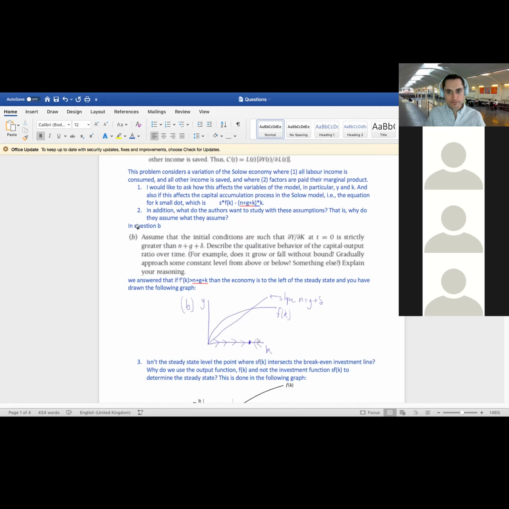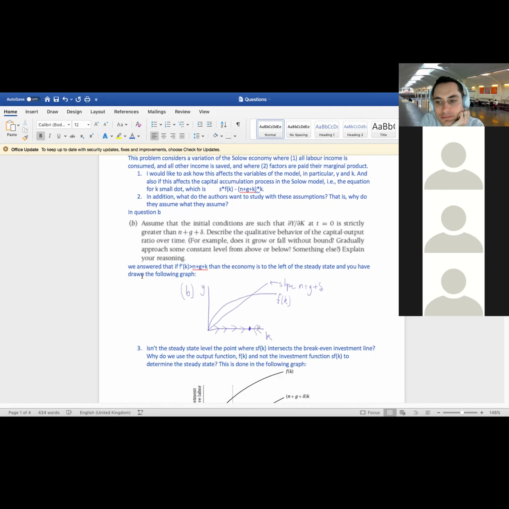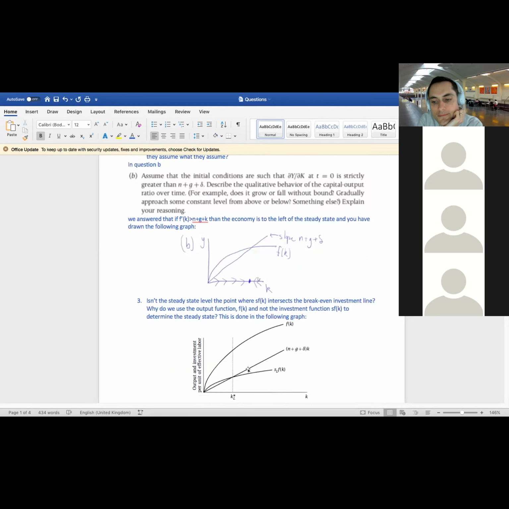Then to question B, you drew this graph, right? But usually we also have the line of the investment, and the steady state is where the investment line intersects the break-even investment line. Why in this case don't we have the investment line?